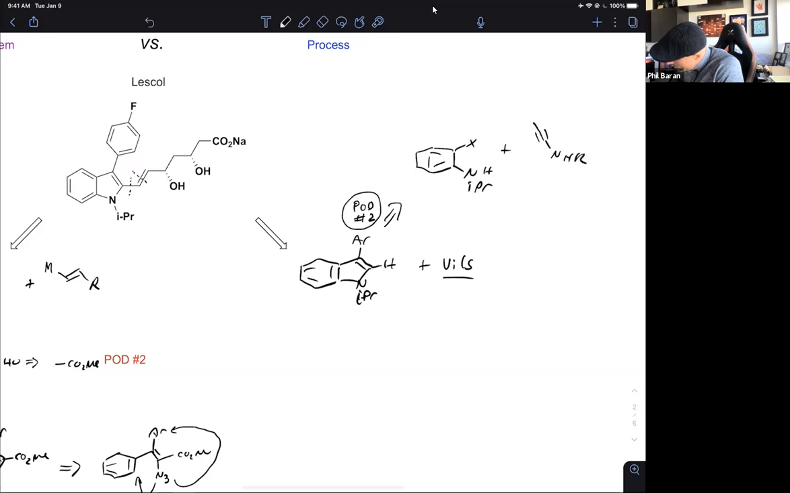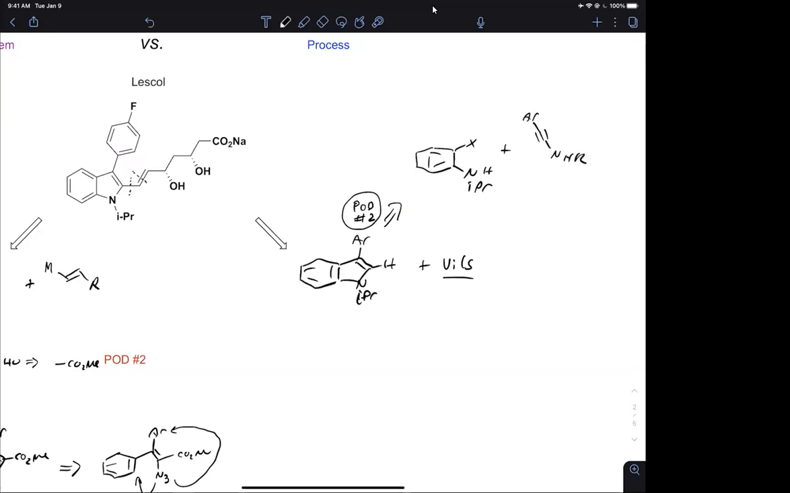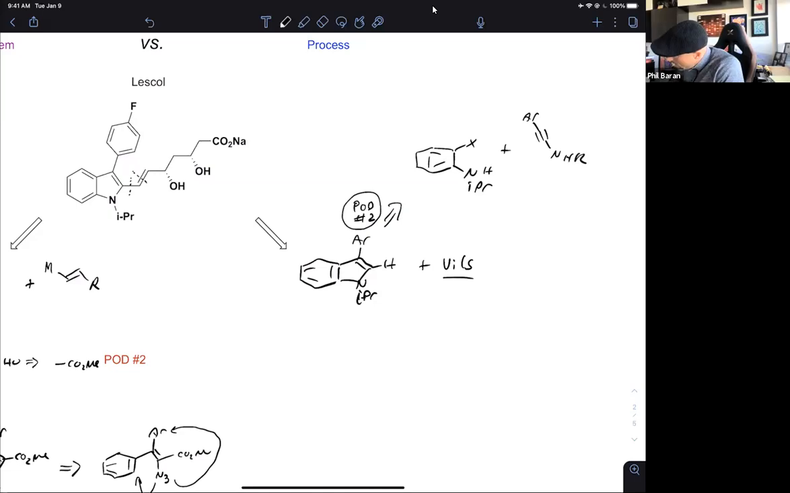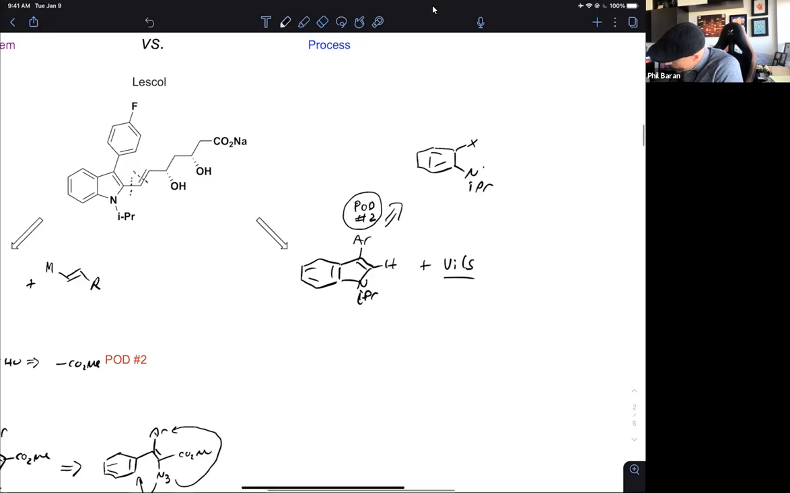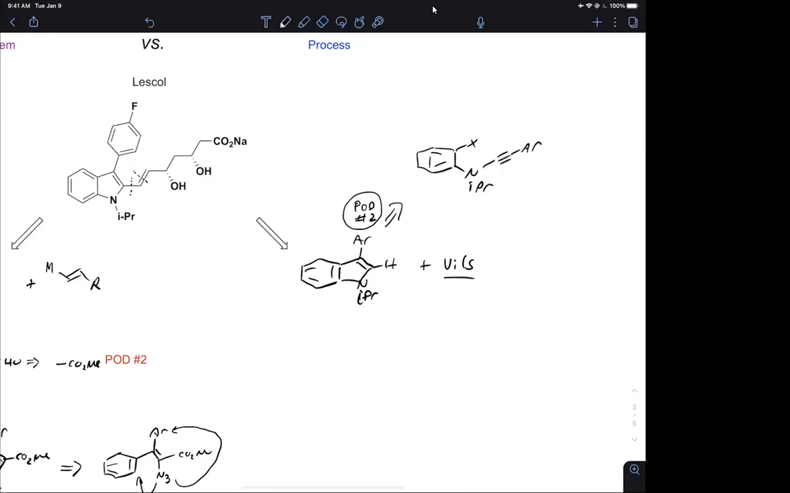You mean this? Something like that. Not necessarily have an NHD, but you can couple the aniline nitrogen with, let's say, phenylacetylene to form the ynamide. Uh-huh, I see. Oh, okay, I get it. So the intermediate you're going to make looks like this. Yes. Yeah.